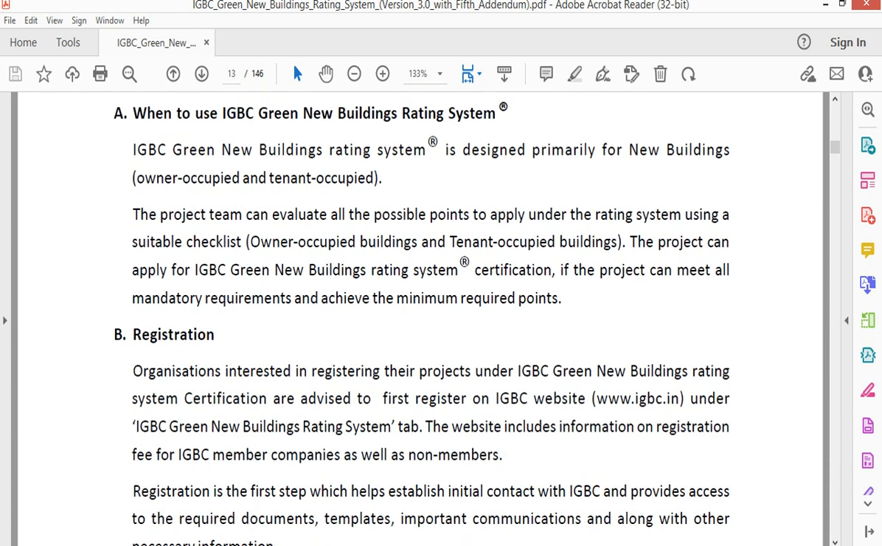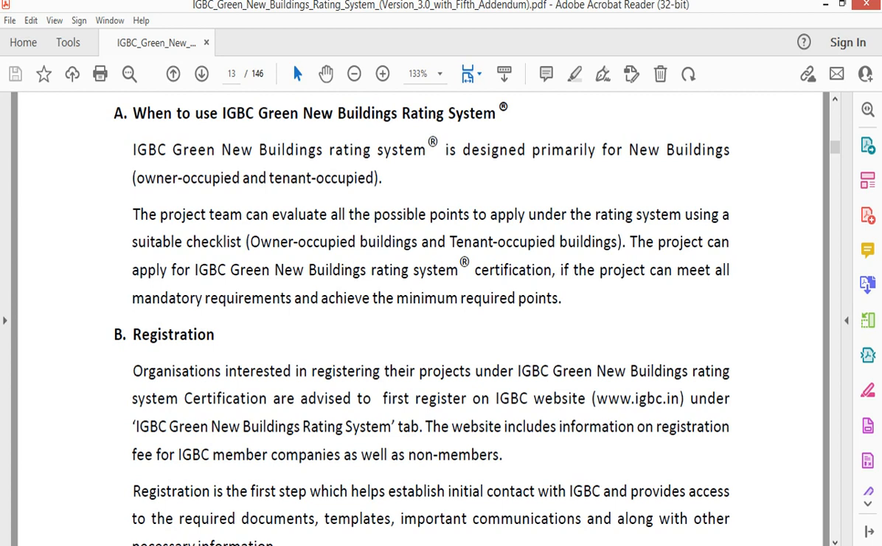Then comes the next topic, which is about when to use the IGBC green new building rating system. So this rating system is actually designed primarily for new buildings, that is for both owner occupied buildings and tenant occupied buildings. The definition of new buildings was already covered previously, and I'm telling it once again. So it is actually for buildings which are in the construction phase or yet to be constructed.